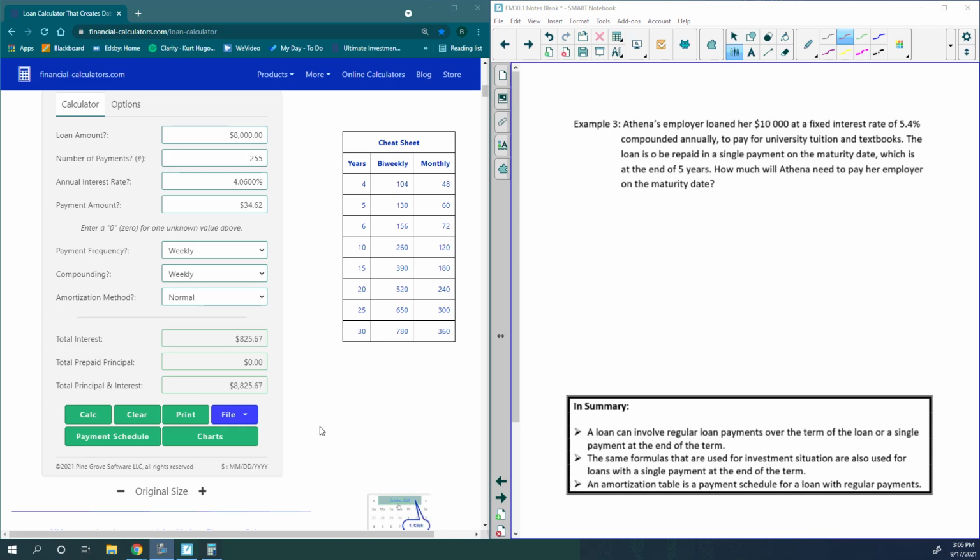For the last example here, Athena's employer loaned her $10,000 at a fixed interest rate of 5.4% compounded annually to pay for university tuition and textbooks. The loan is to be repaid in a single payment on the maturity date, which is at the end of 5 years. How much will Athena need to pay her employer on the maturity date? So this one you have to be careful with because how we enter it into the calculator is a little bit different. And so the loan amount is 10,000.